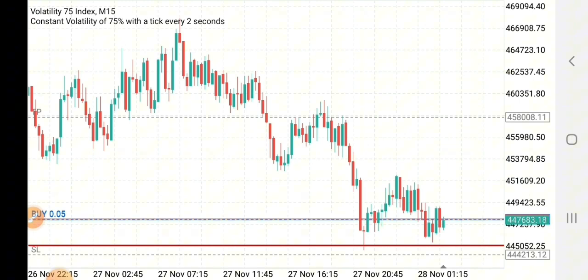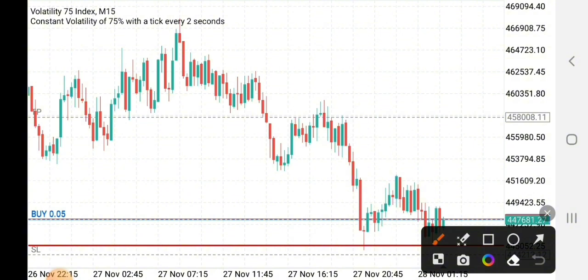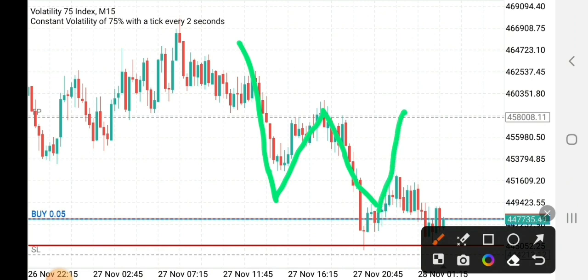All right, so this is exactly how to take this. It's very simple, straight to the point. What you need to do is go to a higher time frame, discover a W pattern. Okay, then remember, on a lower time frame, this is where you are targeting.